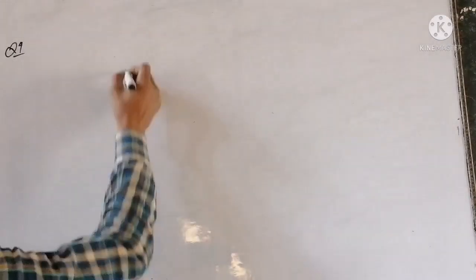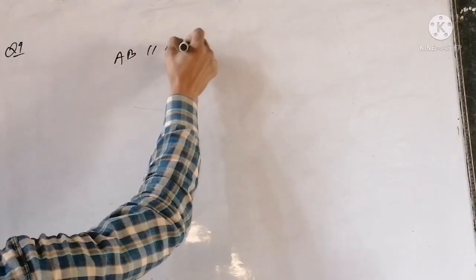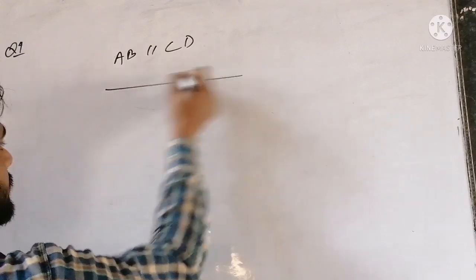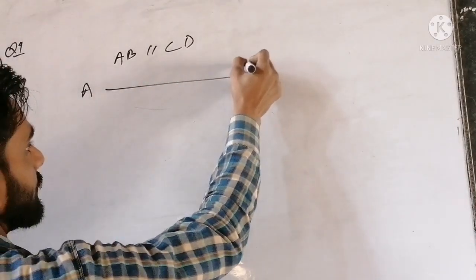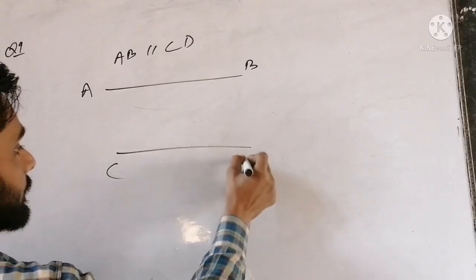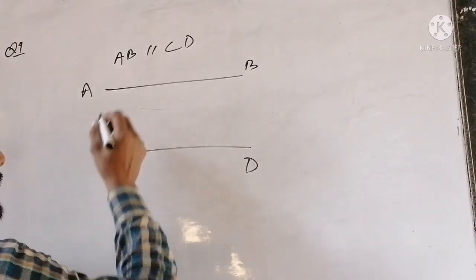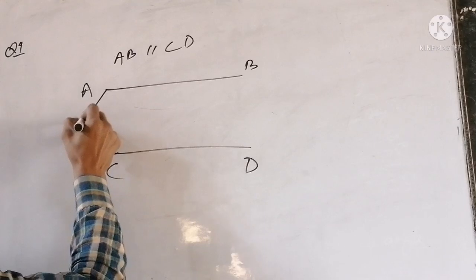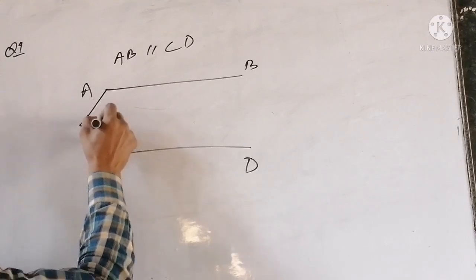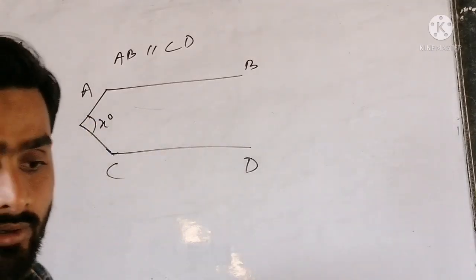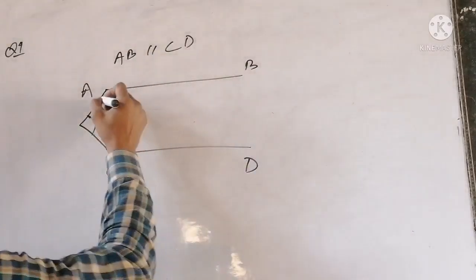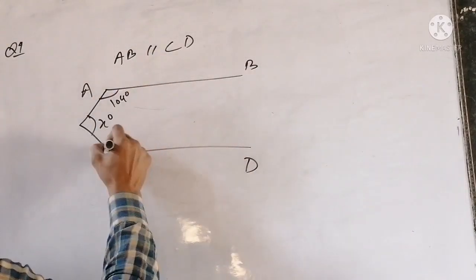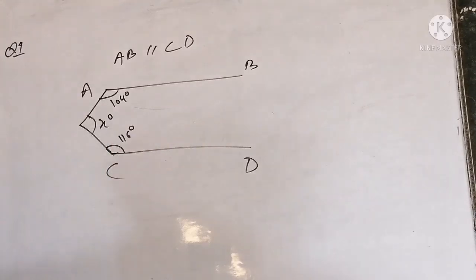I will tell you. Question number 1. What is question number 1? Tell me please. Question number 1 is AB parallel to CD. And this is the angle x. We will find the value of x. This angle is equal to 104 and this angle is equal to 116, right? We will find the value of x.